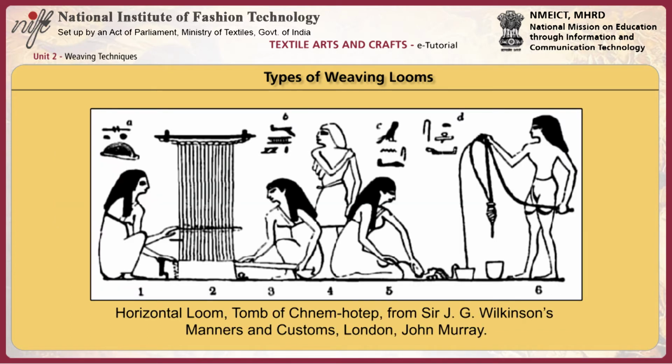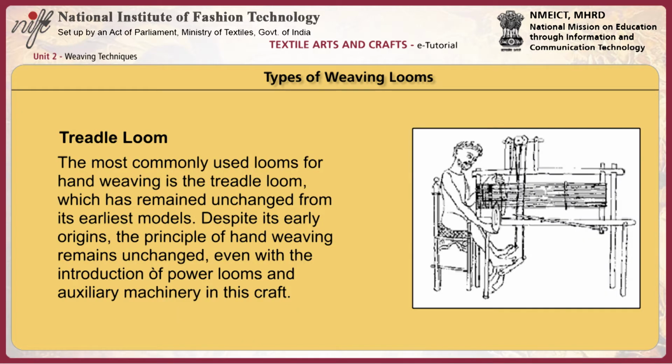Another type of loom is a horizontal loom, which has been the most highly developed in the course of human history. The most commonly used loom for hand weaving is the treadle loom, which has remained unchanged from its earliest models. Despite its early origins, the principle of hand weaving remains unchanged even with the introduction of power looms and auxiliary machinery in this craft.